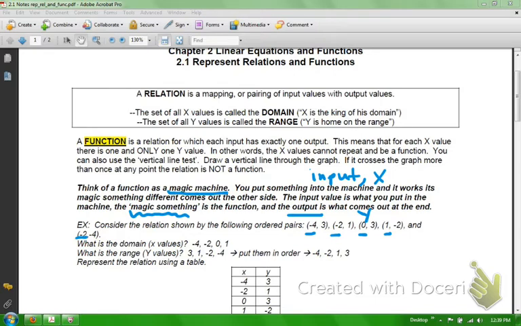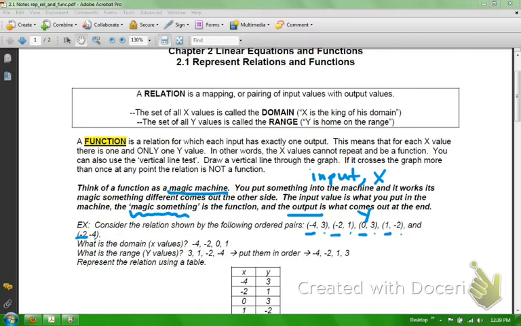What are the y values, or the outputs? These are the y's, and we can list those. Sometimes we put them in order. That's just an organizational thing. It is probably easier if you do. It's not necessarily wrong if you don't.